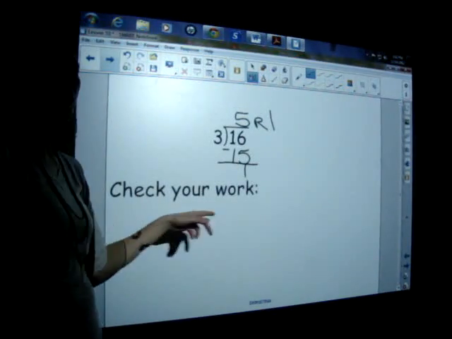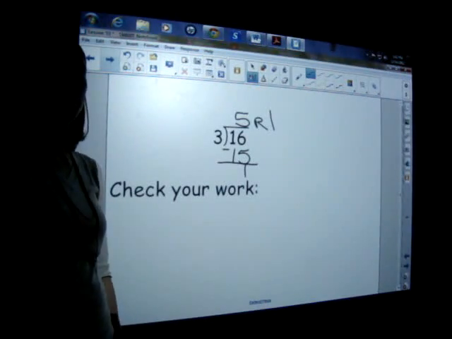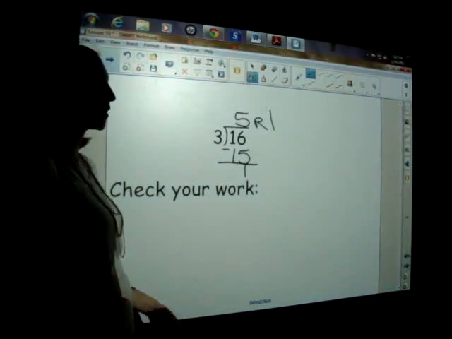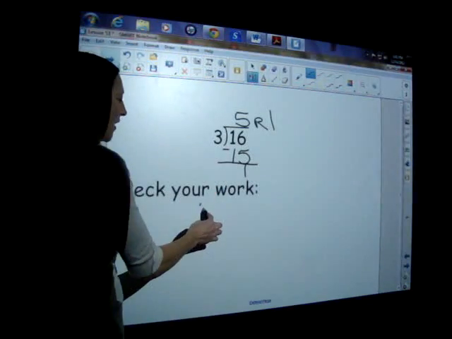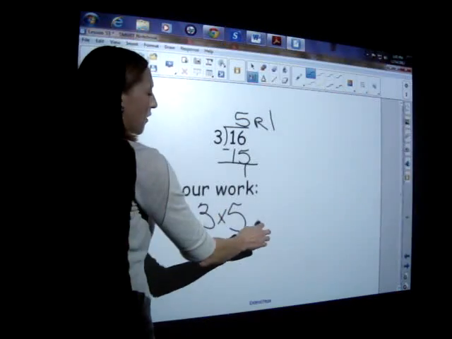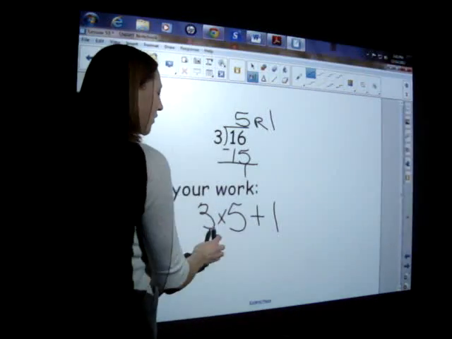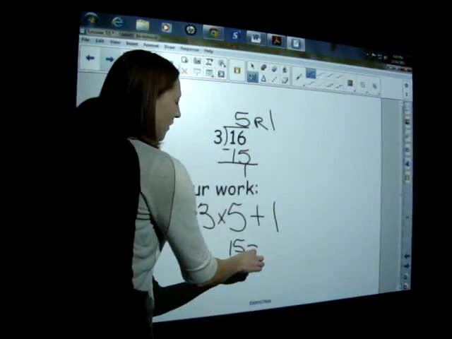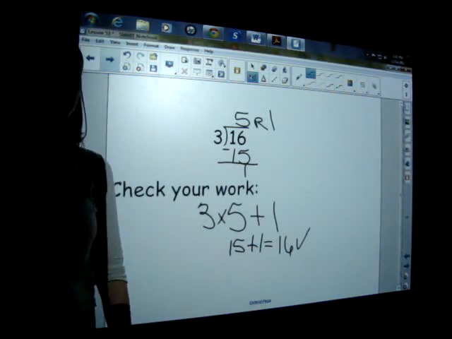How do we check our work? We're dividing, so we're going to need to do what? We're going to have to multiply, but with a remainder there's one additional step. So let's multiply. 3 times 5, and when we have a remainder, we simply add that at the end. So 3 times 5 is 15. 15 plus 1 is 16, and I can check my work that way.